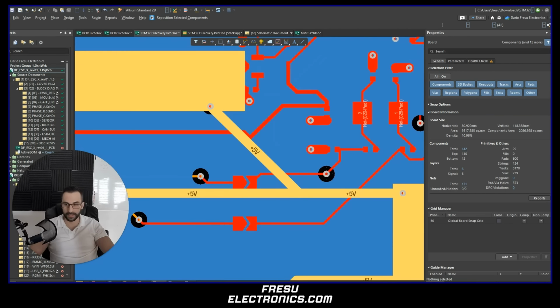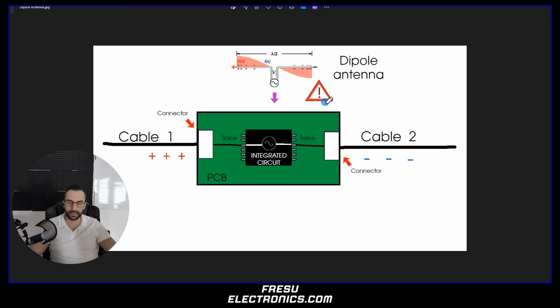You want to keep in mind always to keep the impedance as uniform as possible. So here you have a certain impedance, then in here you have a certain impedance, and here you have a certain impedance. So this is not going to create a nice situation for us, because you have three different impedances, and you don't want to create this type of geometries where you have these dipole antenna structures.